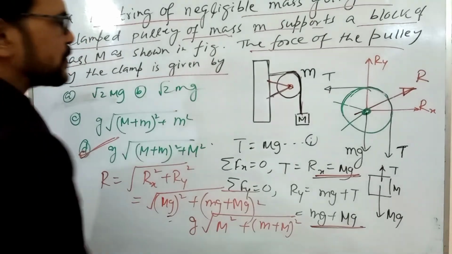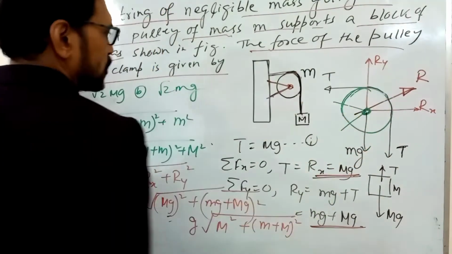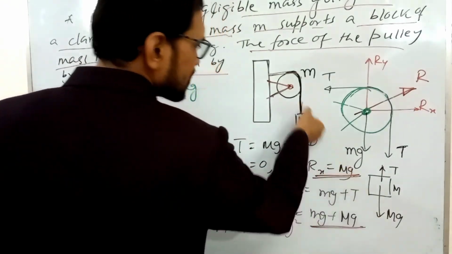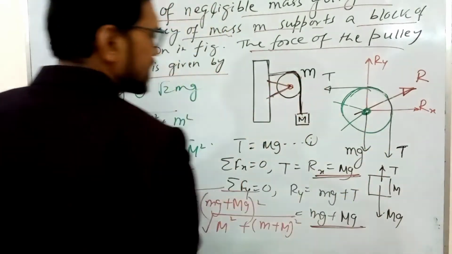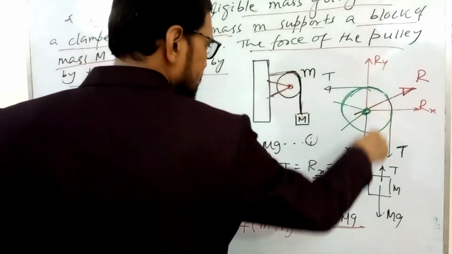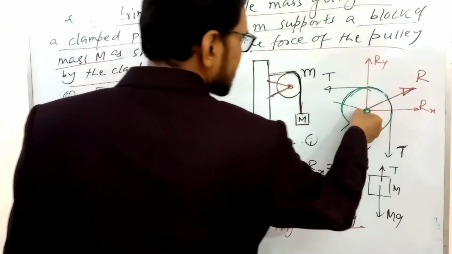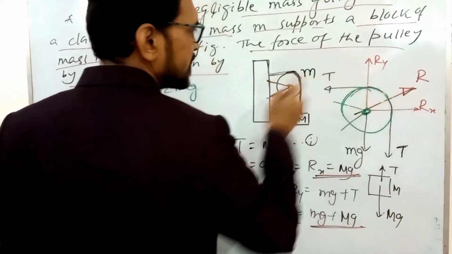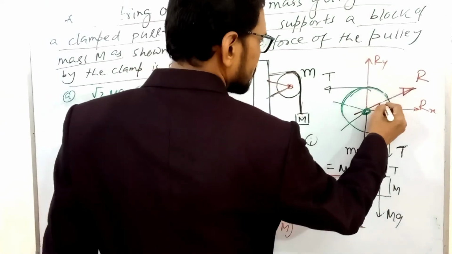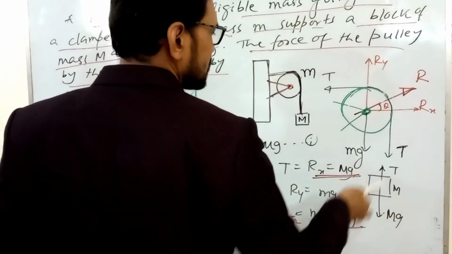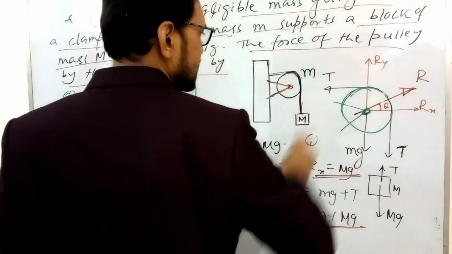Simple. We draw the free body diagram of the pulley and this block. The weight of the block acts in this direction, and the tension of the string in this direction. So T equal to mg. The different forces acting on the pulley are the weight of the pulley in this direction, and the clamp reaction R. The clamp reaction is always shown at an angle theta with the horizontal. Now suppose its components are Rx and Ry. We can also write R cos theta, R sin theta.